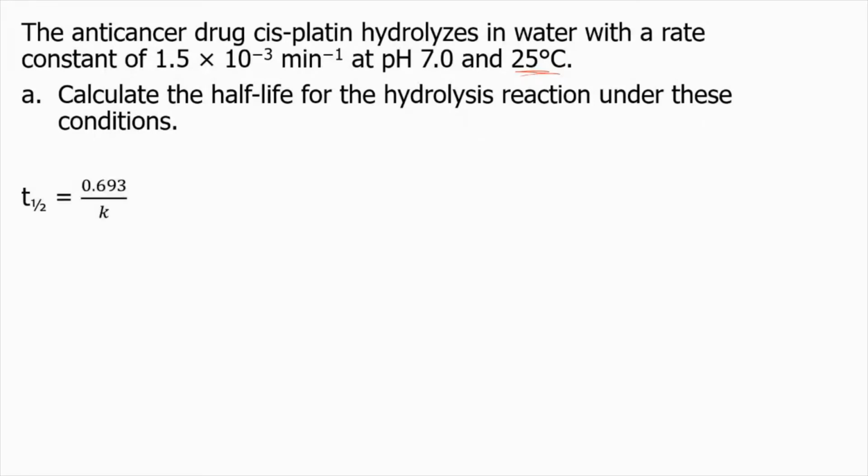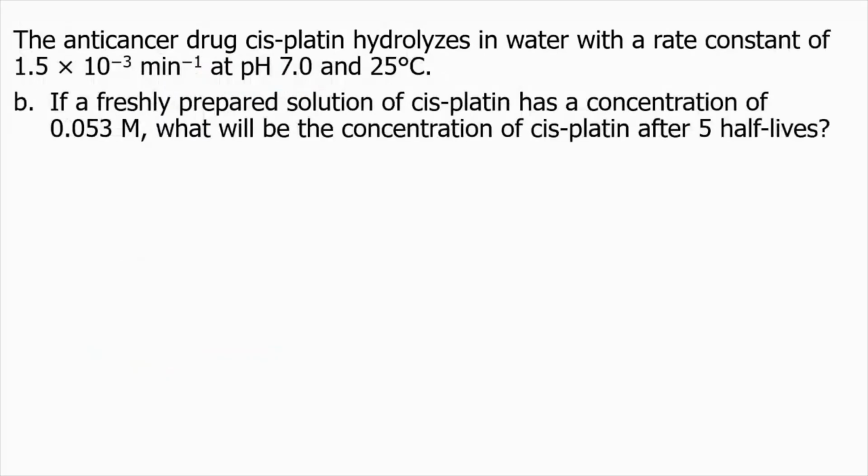So my half-life equals 0.693 divided by k. Here's my rate constant, 1.5 times 10 to the minus third. So we're just going to simply plug that in, and we end up with a half-life of 462 minutes. So this has a half-life of 462 minutes, meaning half of that sample will decay in 462 minutes.